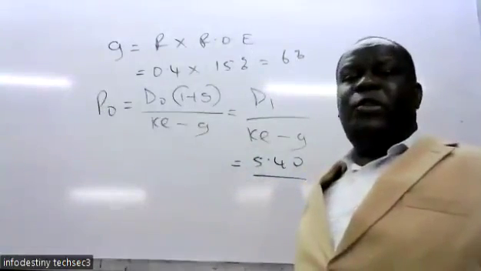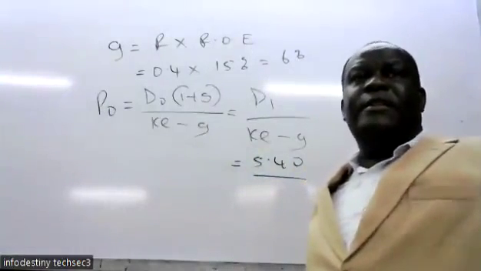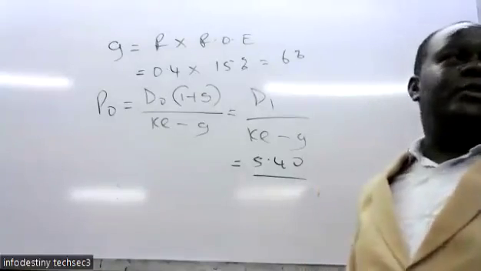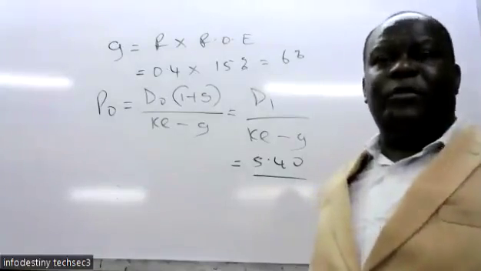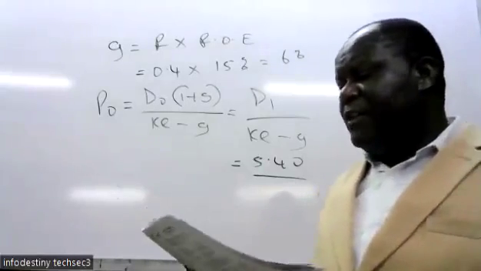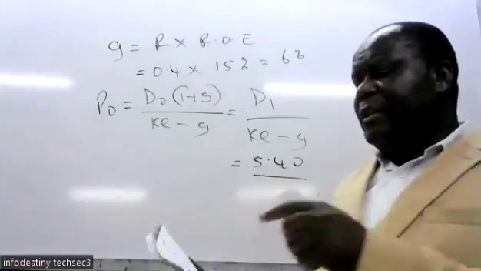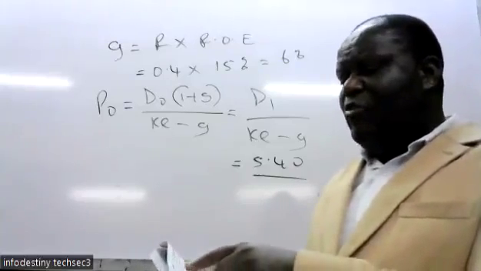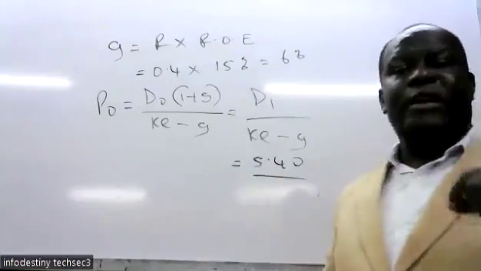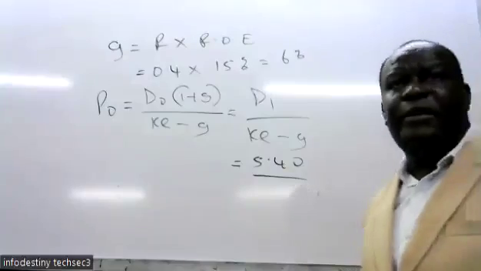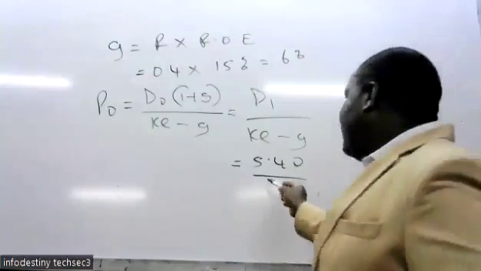We say that D0 is the last dividend paid, but D1 is the next dividend to be paid. So the question has given us D1 in the first paragraph: ISA Limited expects to pay a dividend of 5.4 per share in 1 year's time. 1 year's time will be the next to be paid. So they have given us 5.4.